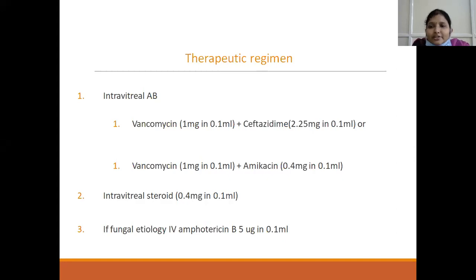The other intravitreal drug we give is steroids. We combine steroids so as to decrease the inflammatory reaction. Which steroid do we use? Dexamethasone 0.4 mg in 0.1 ml. If we suspect a fungal etiology, then we give amphotericin 5 micrograms in 0.1 ml. So these are the intravitreal injections.